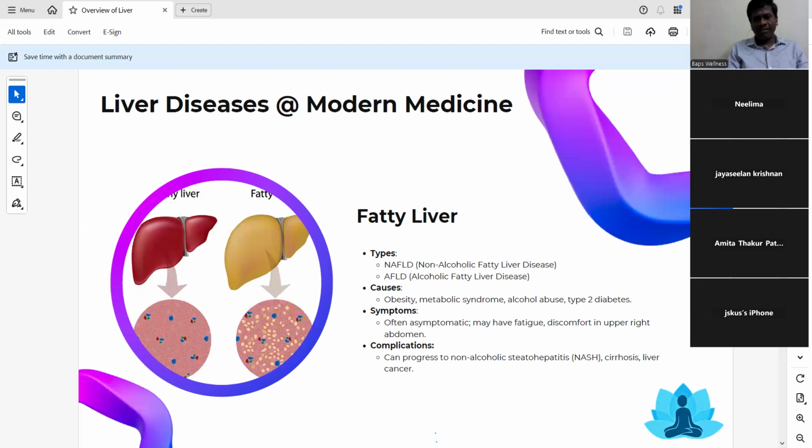In non-alcoholic fatty liver also, normally they will not get any symptoms initially. Gradually, as the grade progresses from 1 to 2, 2 to 3, they will get discomfort or pain in the upper right abdomen. Naturally, fatigue will be there. SGOT, SGPT elevation will be there in the liver function test. And hepatomegaly will be there as the stage progresses.